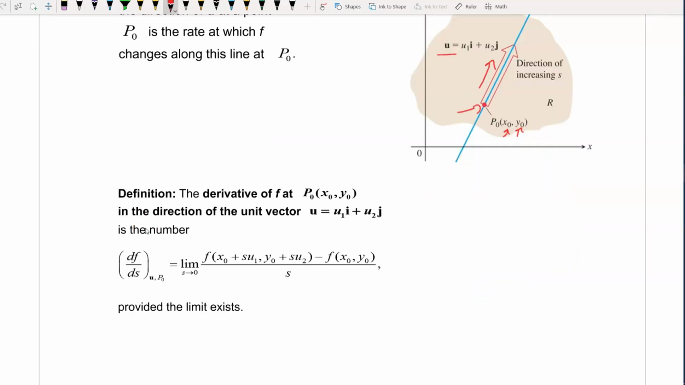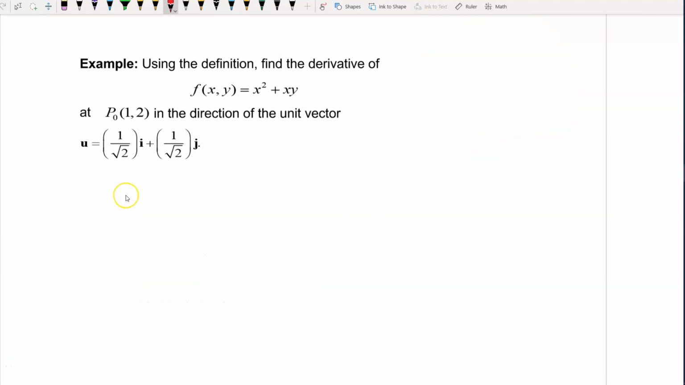Definition: the derivative of f at p naught in the direction of the unit vector u equal to u sub 1 i plus u sub 2 j is the number, the derivative of f with respect to s in the direction of unit vector u at the point p naught, given as the limit as s approaches 0 of f of x naught plus s times u sub 1, where u sub 1 is the i component of unit vector u, comma, y naught plus s times u sub 2, where u sub 2 is the j component of the unit vector u, minus f of x naught, y naught, divided by s.